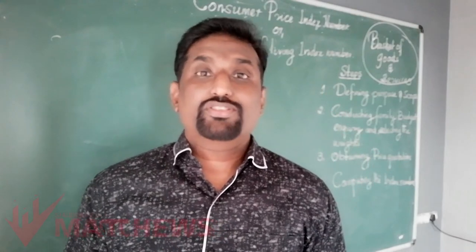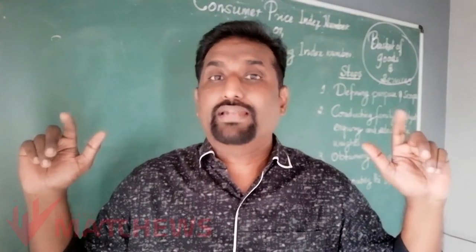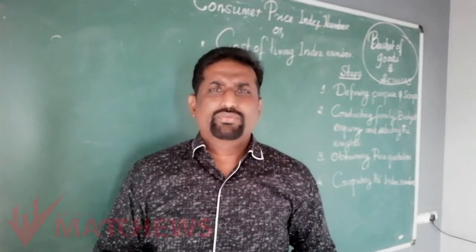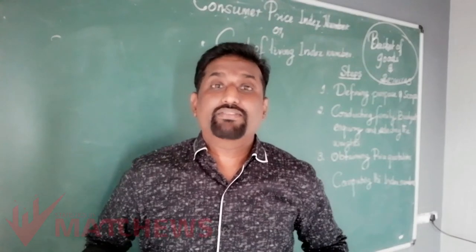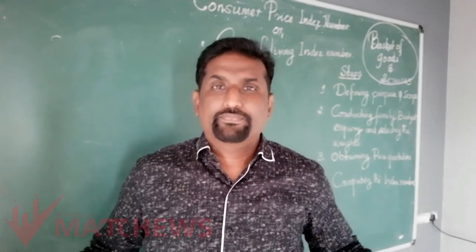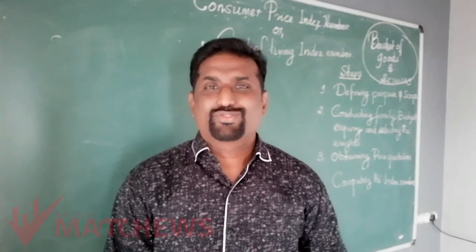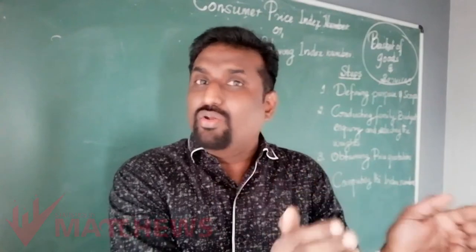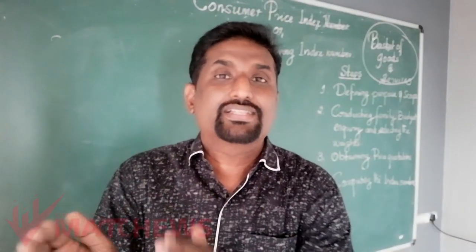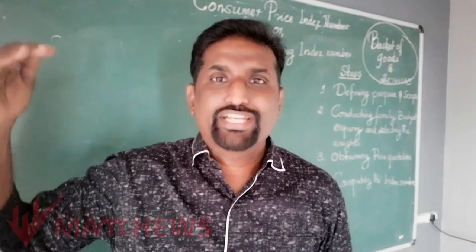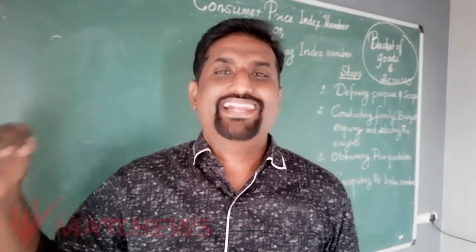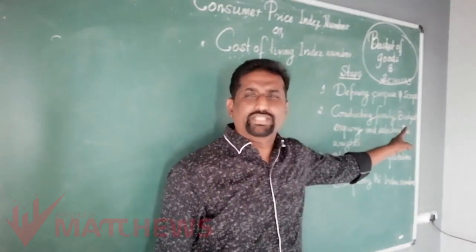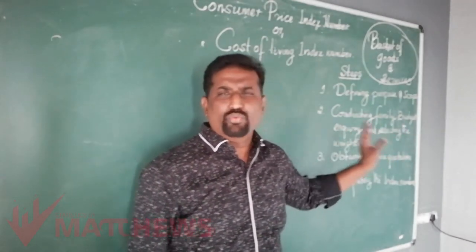Some will be giving importance to clothing. I want to wear all branded clothes, I have to have all brandeds. So when we think about all that, then definitely they are giving importance to clothing rather than food or housing. So clothing will be number one. Like that, you will come to know according to their allocations, according to their shares, what their preference is. Based on that, we can assign weights or ranks. And that is the second step, which is called conducting family budget inquiry and selecting the weights.